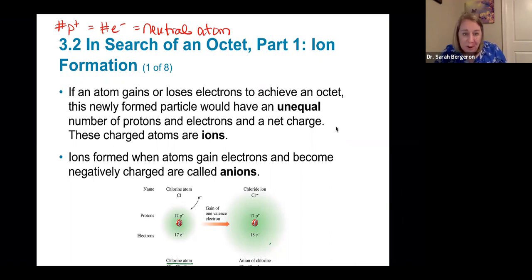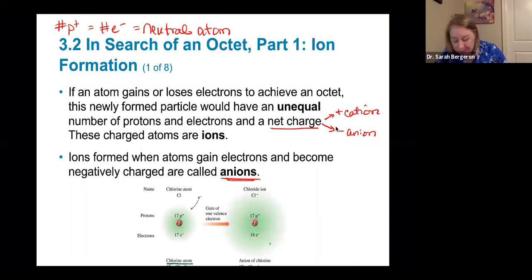And so that's what we're going to talk about today, is that when we have particles that have unequal numbers of protons and electrons, then they're going to have a net charge. And that net charge can be either positive or it can be negative. If the charge is negative, we call it an anion. If it's positive, we call it a cation. So how do you become a cation or an anion? Well, if you become an anion, that means that you have gained electrons. So let's look at an example.